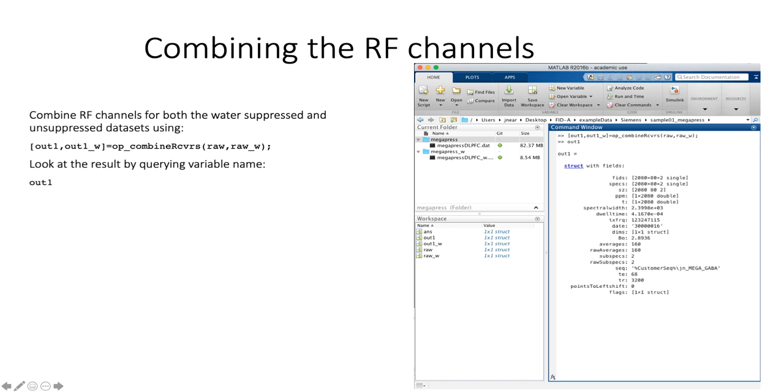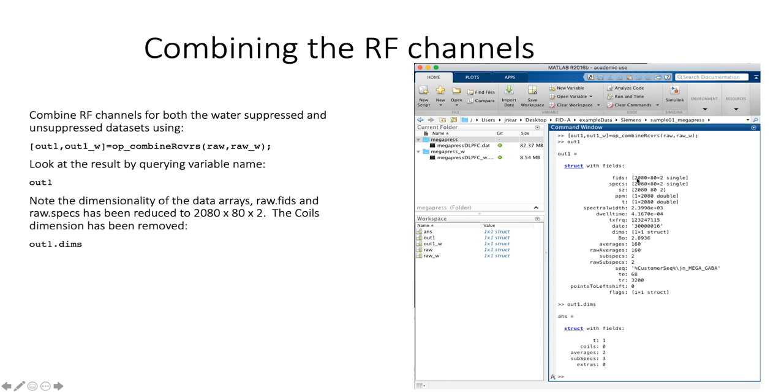After I've done that, let's query the output out1. If I look at it, now its dimensionality has been reduced. Now it only has 2080 by 80 by 2. And if I look at the value of this dims parameter again, it's showing me that the time dimension is the first dimension. The coils dimension has now gone to 0, meaning that there are no multiple coil elements left. And the averages dimension is now the second dimension, and the subspecs dimension is the third dimension. So you can see this combine receivers command has combined those 32 receiver channels and gotten rid of that dimension of the array.